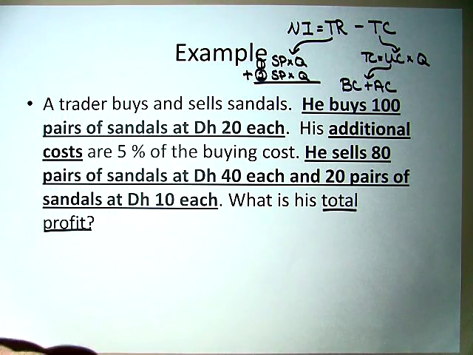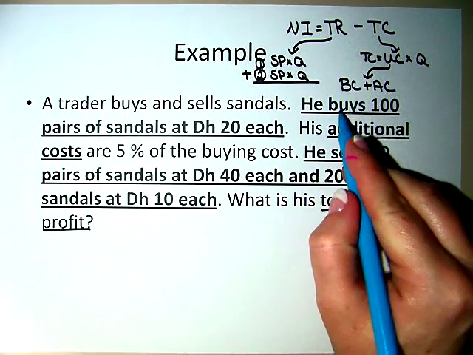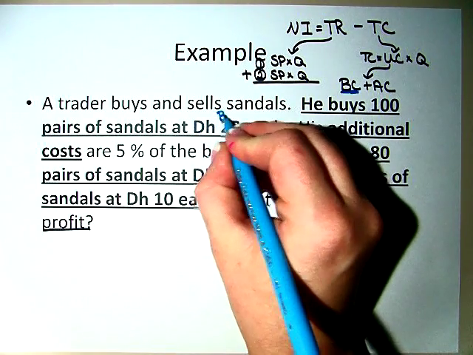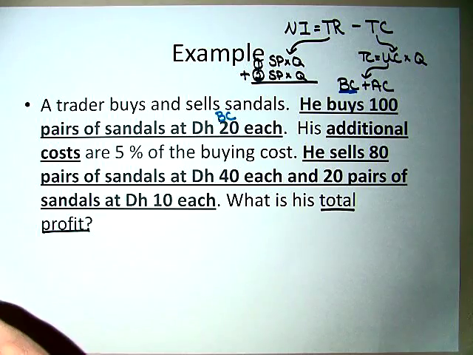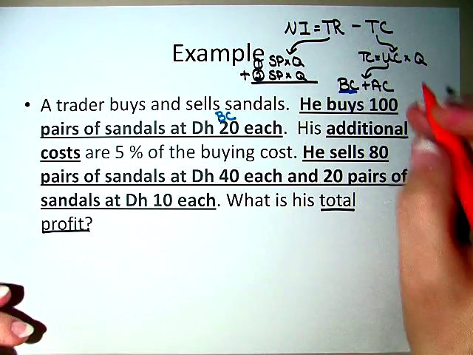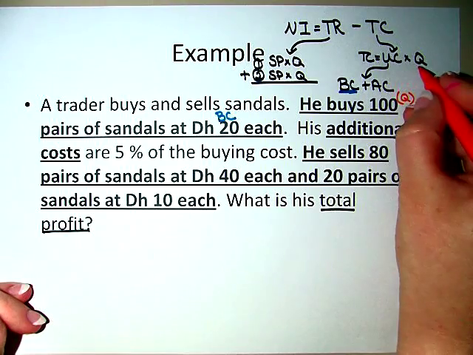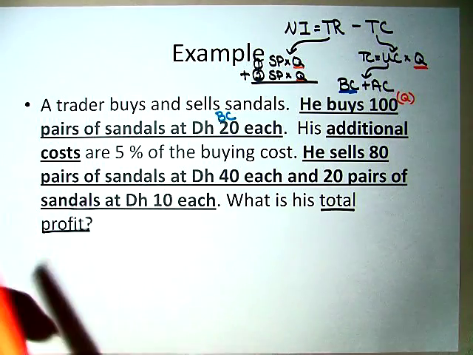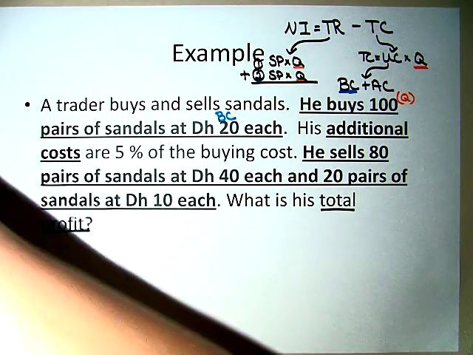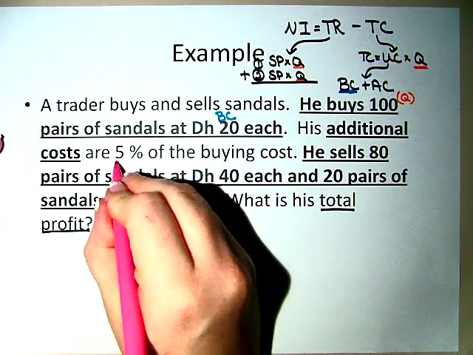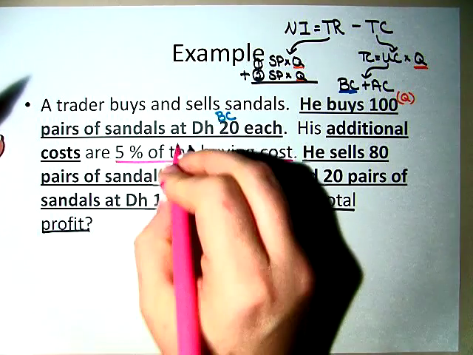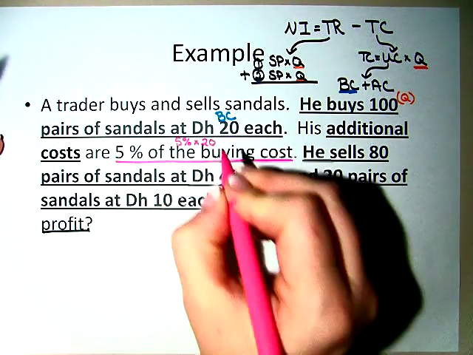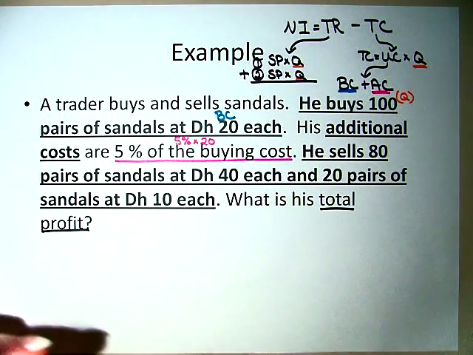We're going to start by looking at our buying cost. He buys 100 pairs of sandals at 20 dirhams each. So this is our buying cost, but it also gives us our quantity. Our quantity is right here and in these two places. It's a little bit different in those two. His additional costs are 5% of the buying cost. So 5% times the buying cost is our additional cost.